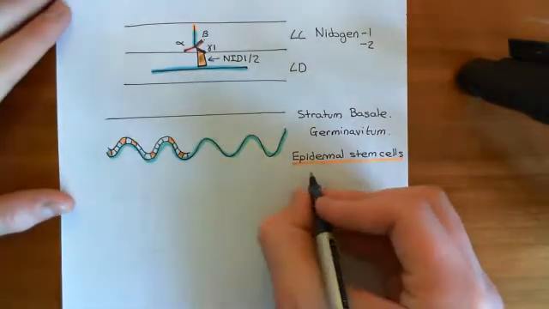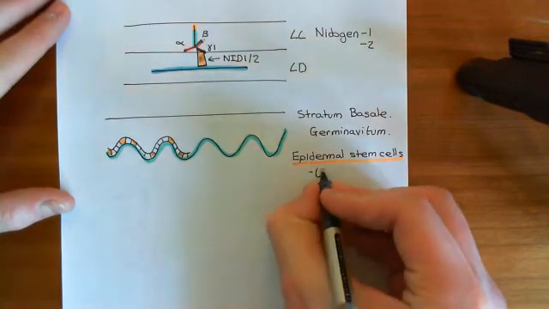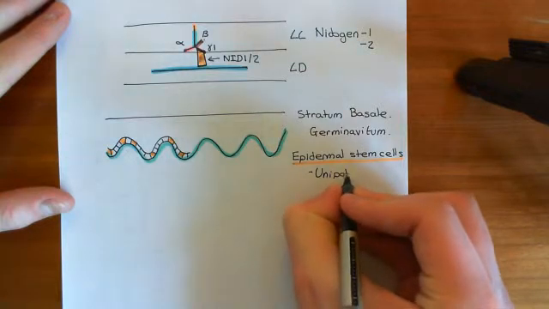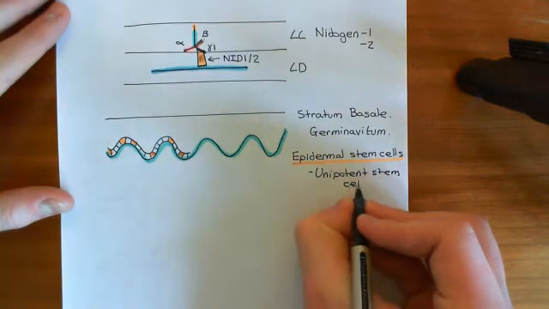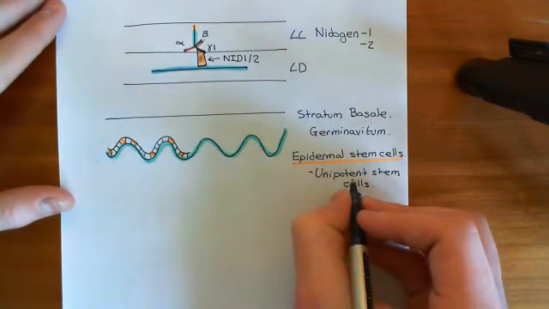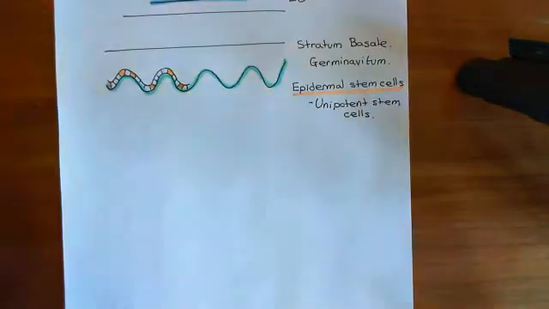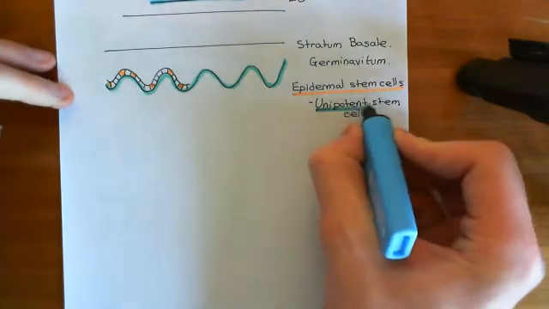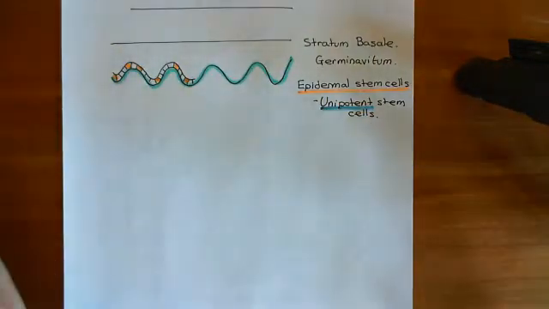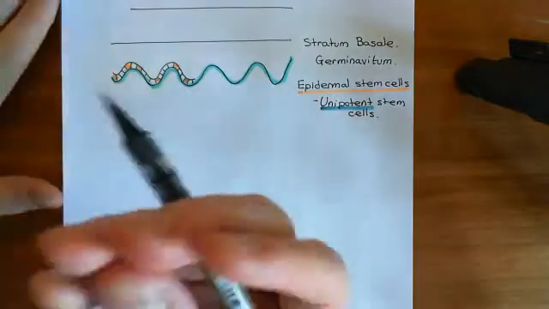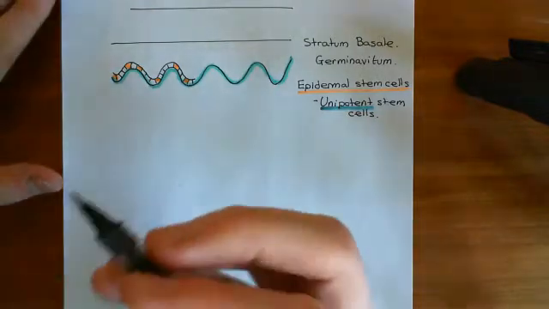So, another piece of terminology regarding the epidermal stem cells: they are what are known as unipotent stem cells. Now, what does a unipotent stem cell mean? Basically, it means that it's only capable of differentiating into one type of cell. Uni means one. So unipotent means that it's only capable of undergoing one differentiation pathway. Although these epidermal stem cells are not differentiated yet, they don't have much choice. They can only differentiate into one type of cell.